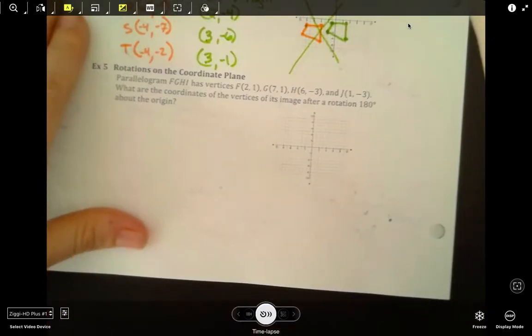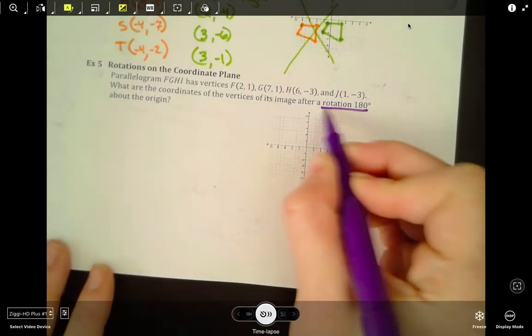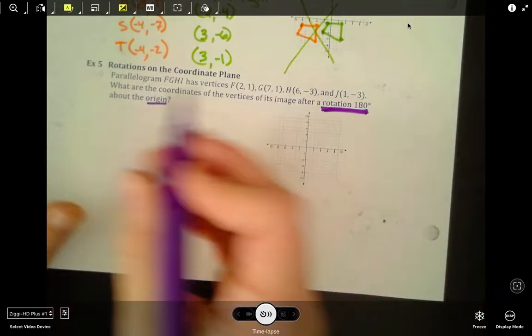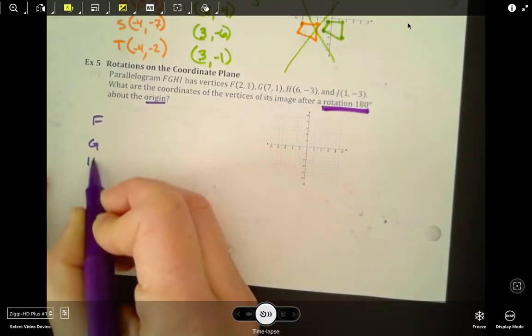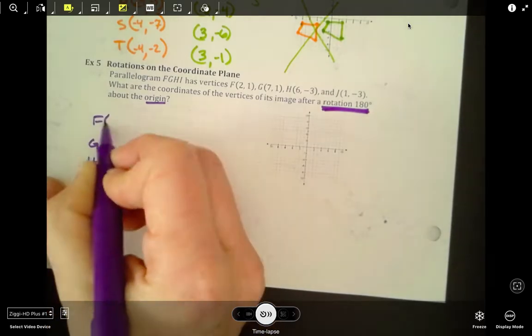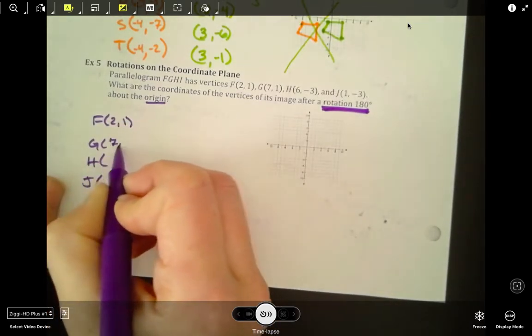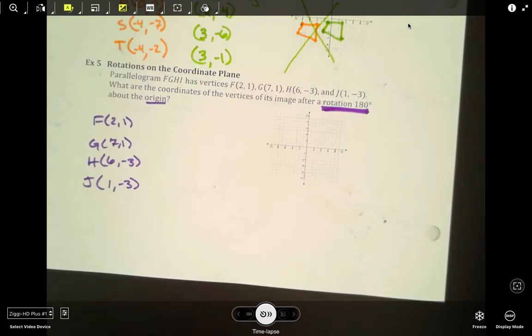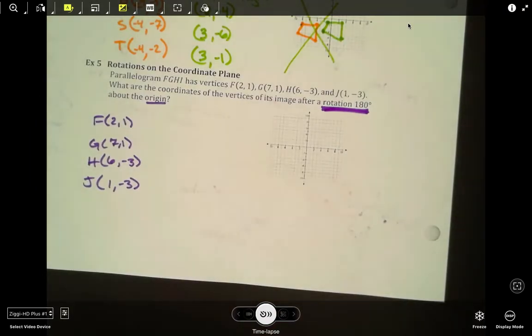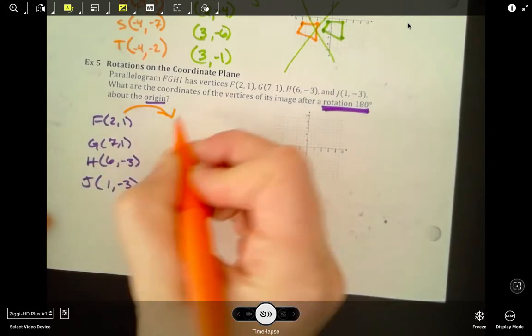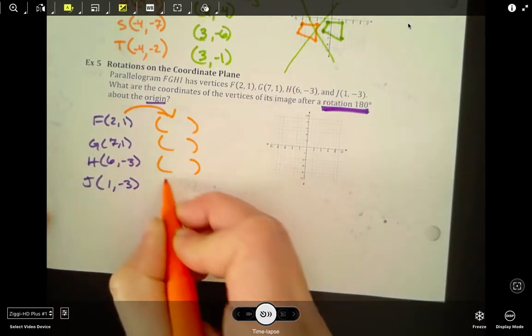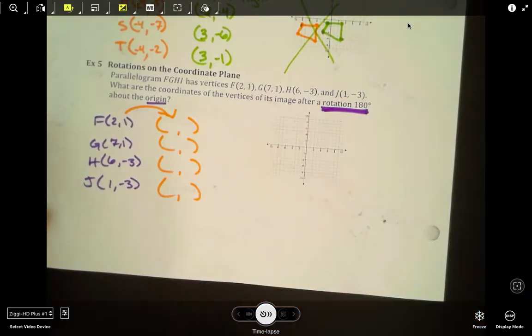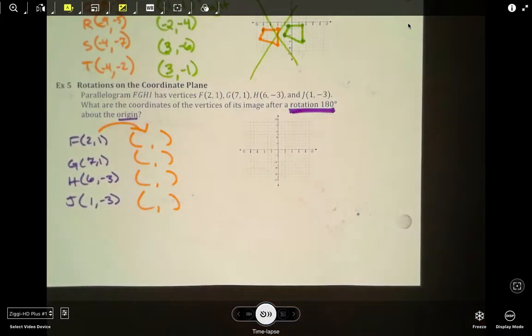And I'm not going to graph. I'm just going to do these points, and they want a rotation of 180 degrees about the origin. Okay? So F, G, H, J: 2, 1; 7, 1; 6, negative 3; and 1, negative 3. You can graph these if you want to. If you want to see what a 180-degree rotation looks like, that's fine. Okay? What's the rule for 180 rotation, though?